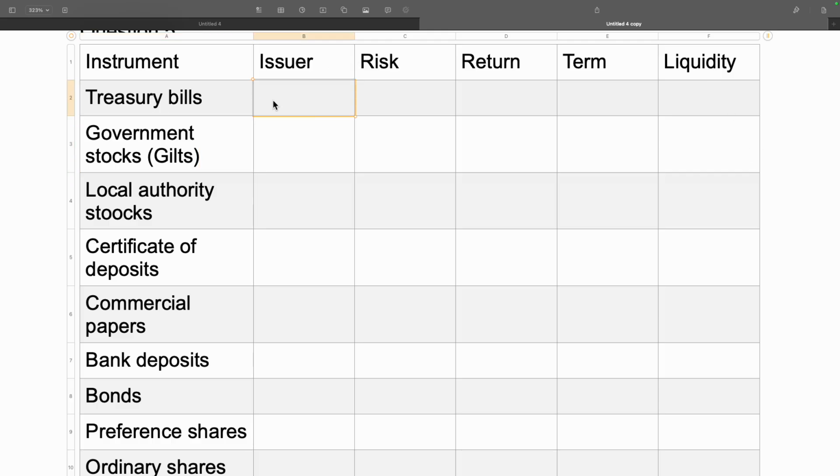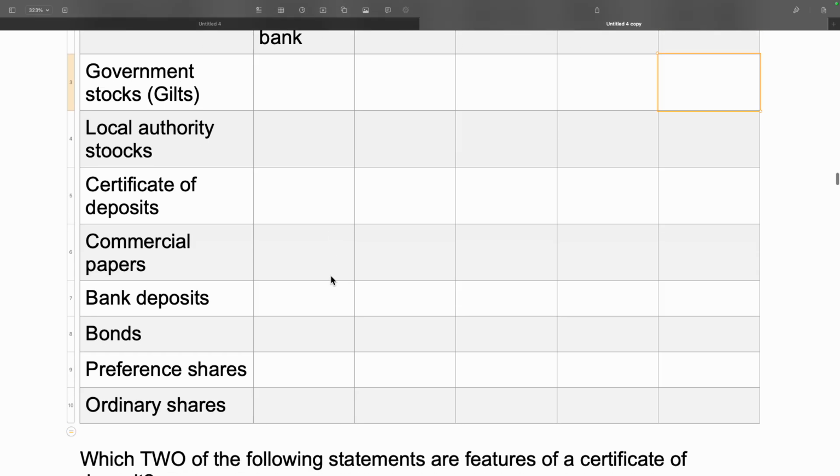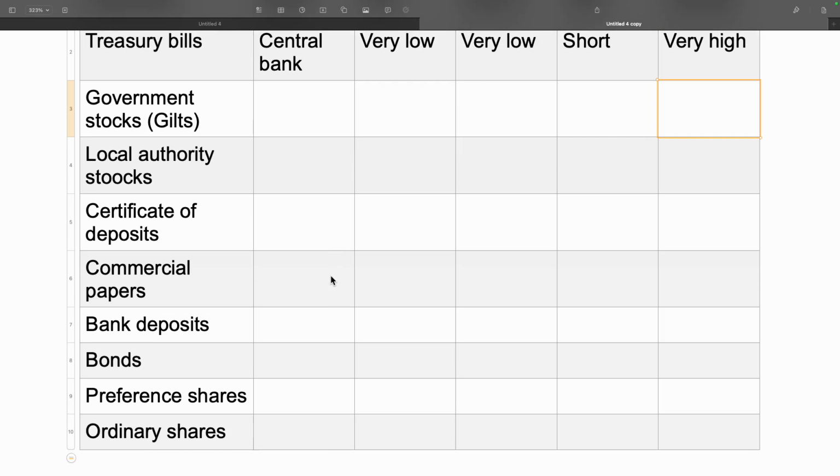Treasury bill. Issuer is central bank. Very low risk. Very low return. Term tends to be short. In terms of liquidity, it's going to be very high. Okay, you can now fill up the rest first. Fill up the rest quickly.